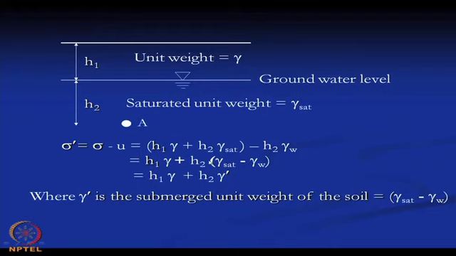So, when you calculate the effective stress at any point below the water table, the effective stress will be equal to the depth of the soil above the water table times its unit weight, plus the depth of that point from the groundwater table times the submerged unit weight of the soil, that is gamma sat minus gamma W. This way we can calculate the effective stress of the soil at any depth within the soil medium.